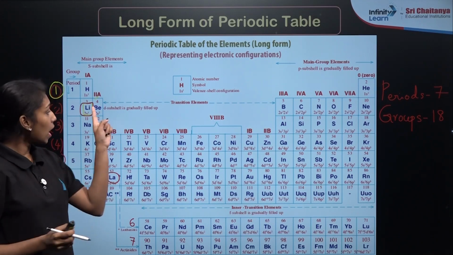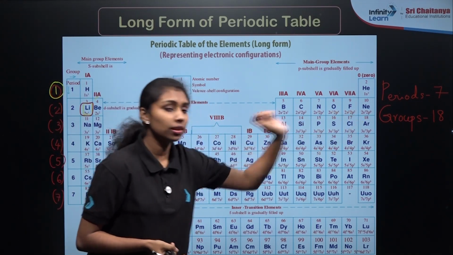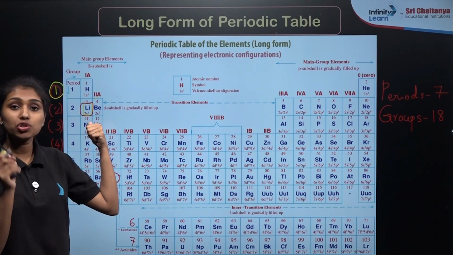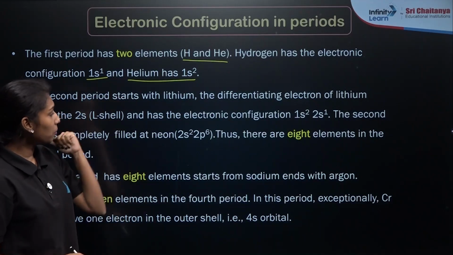So this second period starts from lithium, right? Then it ends with neon. So what is the electronic configuration of lithium here? It is 2s1. And in the case of neon, it is 2s2, 2p6. That is already mentioned here, right?